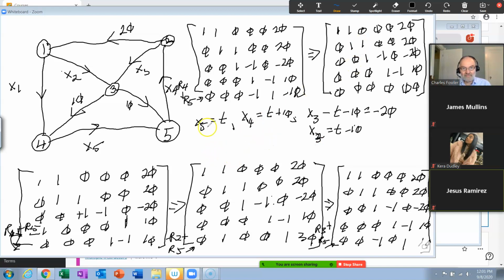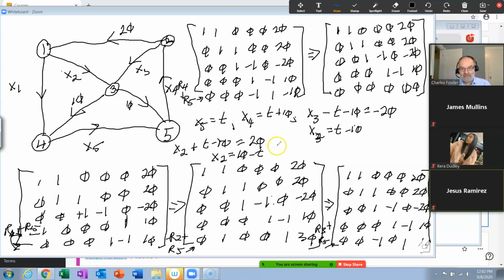Then going up here, you have x sub 2 plus x sub 3, so that would be plus t minus 10, is equal to 20. That's what you get from this row. Okay, well, let's add 10 to both sides and subtract t, and you get x sub 2 is equal to 10 minus t.